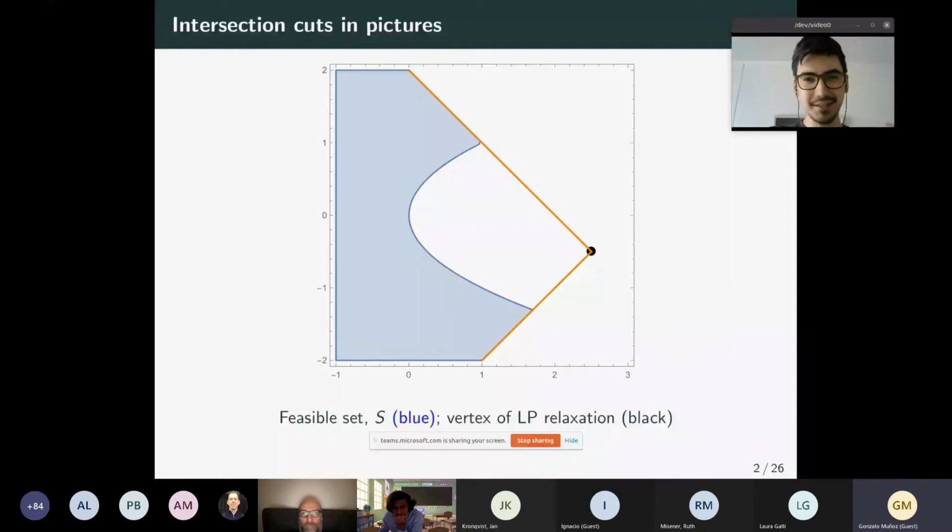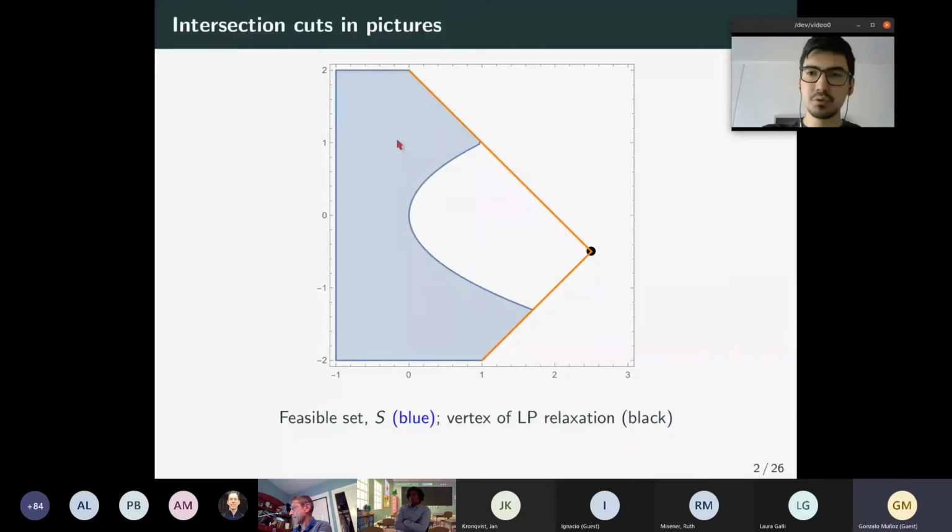So the idea is the following. We consider some feasible set, which we only need to be closed. We don't really need anything else from it. And then what we do assume, though, is that we have an LP relaxation of it. So let's say we're solving a QCQP. We start with some LP relaxation. We get a vertex solution, all right, and we want to cut that off.